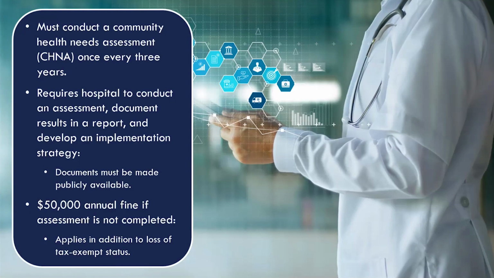Let's say you don't get it done in 2025. There would be another $50,000 penalty assessed. And if you completed it in 2026, then that penalty would stop accruing. You are required to do this process once every 3 years. So there's kind of a 3-year rolling cycle.